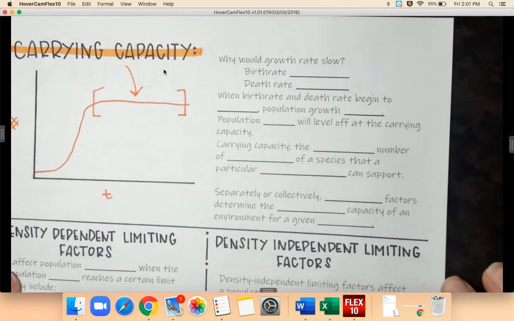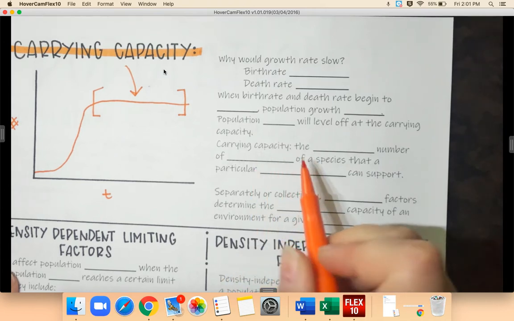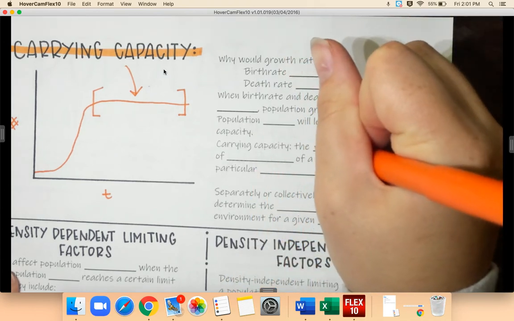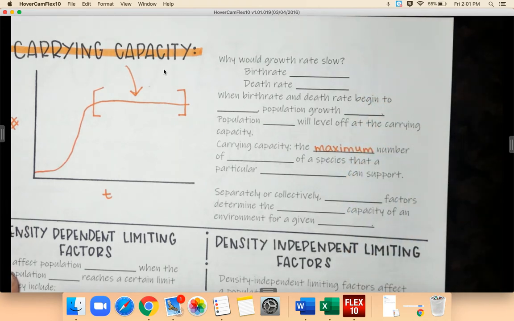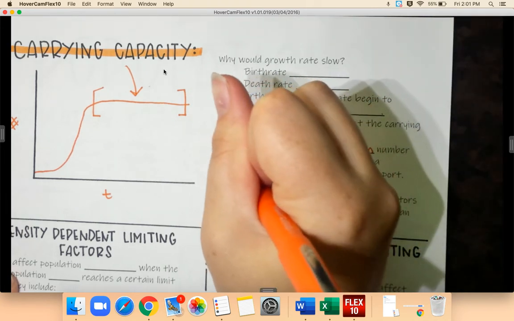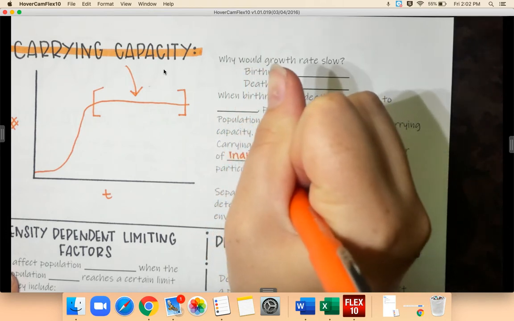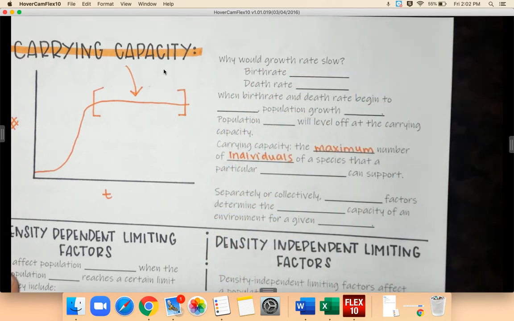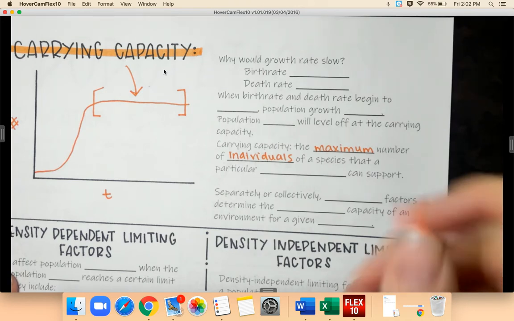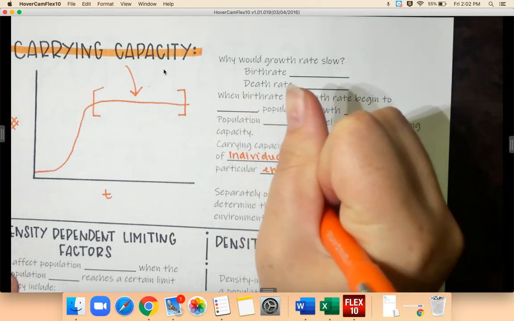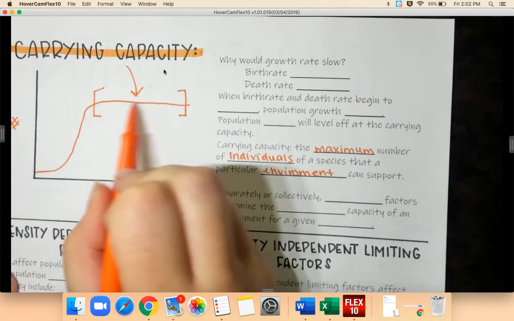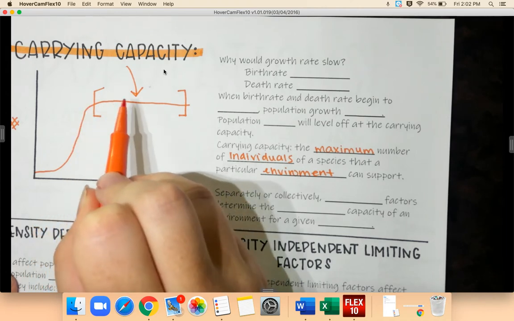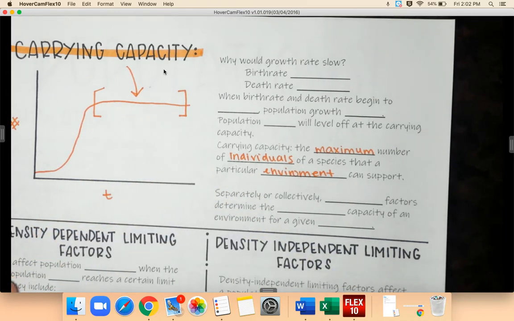So carrying capacity is the maximum number of individuals of a species that an environment can support. So you might be wondering, how can this happen, right? Why would the growth rate start to slow?